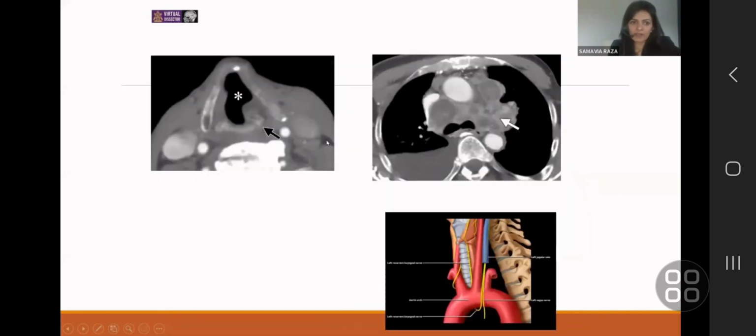This is a case of a left recurrent laryngeal nerve palsy picked up on a head and neck CT. No cause was identified on the head and neck CT, so a chest CT was recommended and showed extensive pathology around this area, causing a pressure effect and involvement of the nerve and causing that palsy.